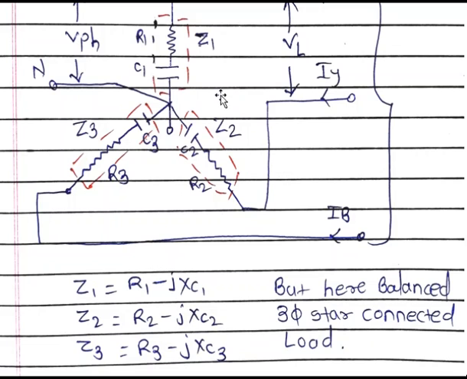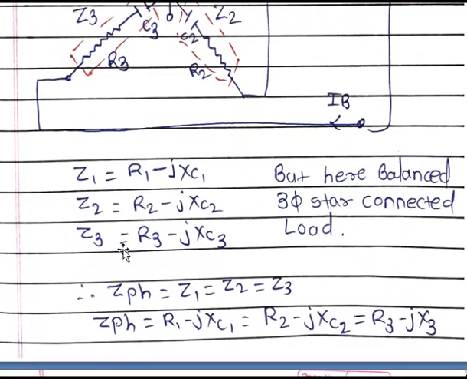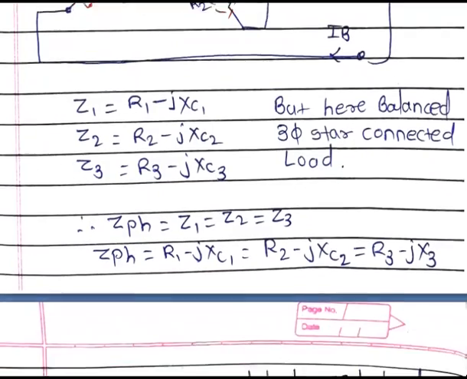Minus sign because of capacitive type of load. Okay. Now the each impedance value is same, that is 10 minus J15 ohm. Here ZPH is equal to Z1 plus Z2, Z1 is equal to Z2 is equal to Z3. That is Z1 is R1 minus JXC1, Z2 is R2 minus JXC2, Z3 is equal to R3 minus JXC3.